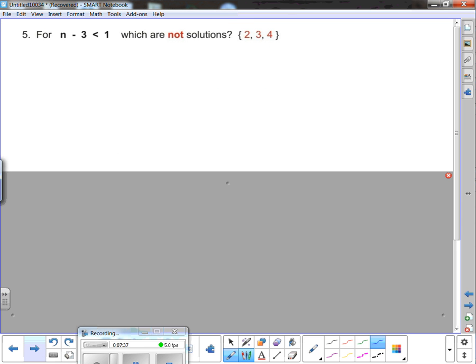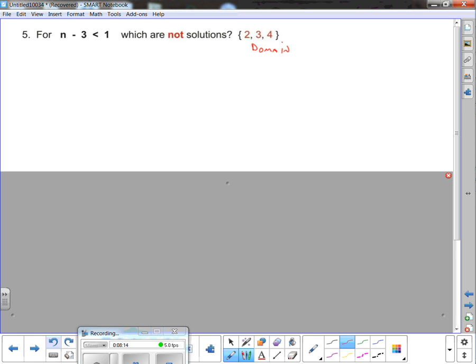All right, let's take a look at number 5. For n minus 1 less than n minus 3 less than 1, which are not solutions? So here's a question. They give you an inequality right here, and they ask which are not solutions. Now, what are these three numbers? We've dealt with this before. A word should come to your mind when you see these three numbers, and I hope the word domain comes to mind. What is the domain? The domain are the values of the variable.